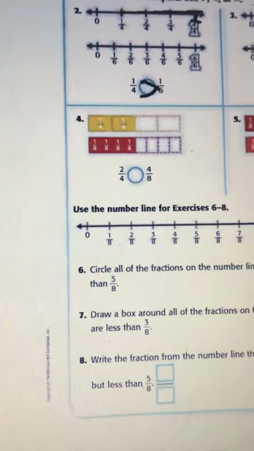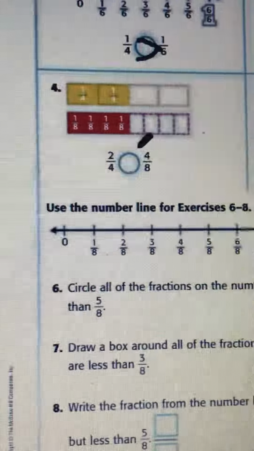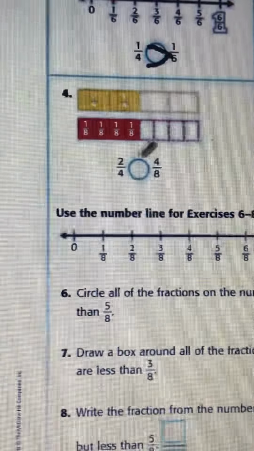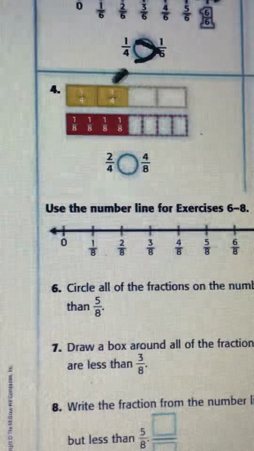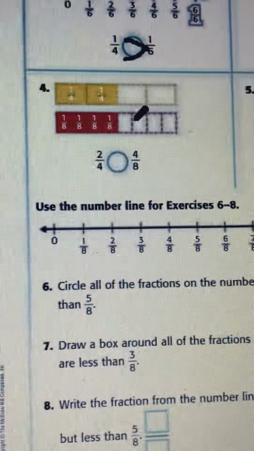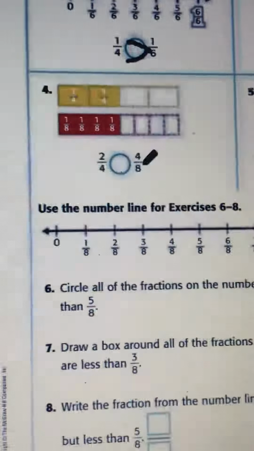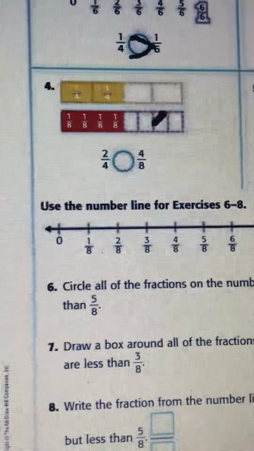Let's have the next one. As you can see in this figure, 2/4 and 4/8. This fraction is divided into 4 parts: 1, 2, 3, 4. And this fraction is divided into 8 parts because the denominator is 8: 1, 2, 3, 4, 5, 6, 7, 8.